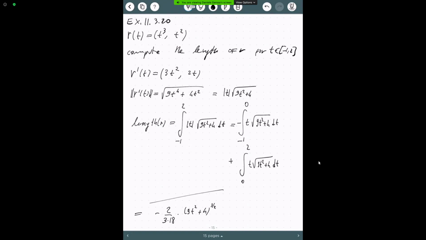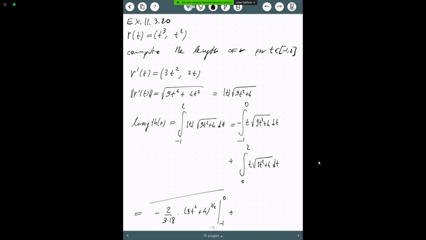Because if you take the derivative, yeah, you see that you get that thing. And then this has to be computed between 0 and minus 1. And then we have plus the same thing, but computed... Well, yeah. Nope.